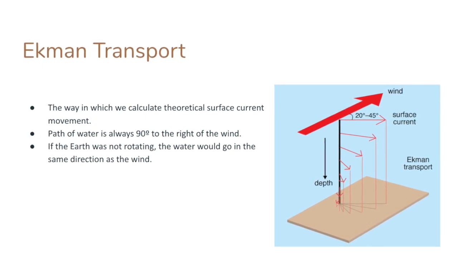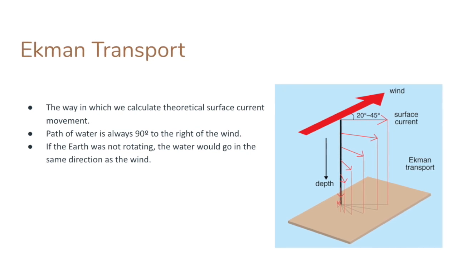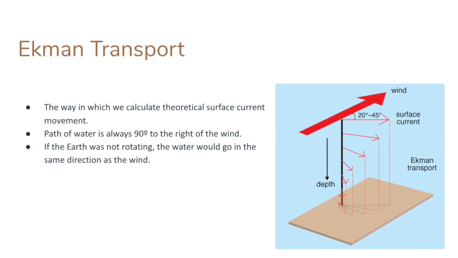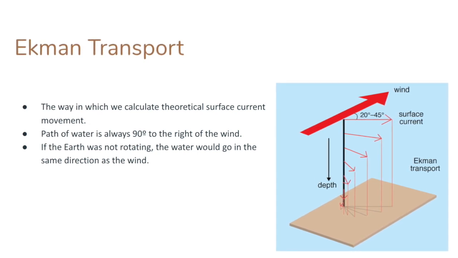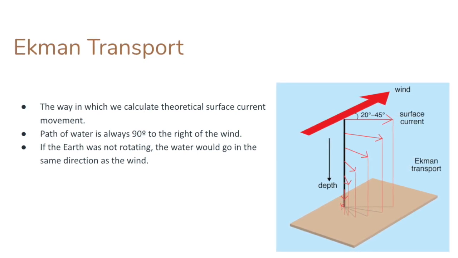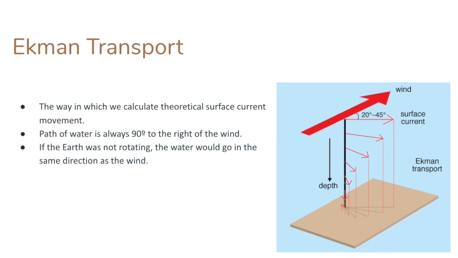What's happening in Ekman is that the ocean water is being pushed by the wind, and the angle at which it uses the wind's energy is changing because the Earth is moving. If the Earth was not rotating, the water would go in the same direction as the wind.